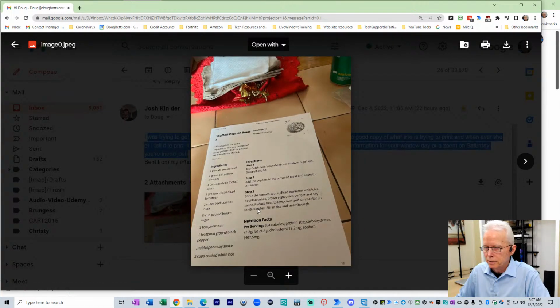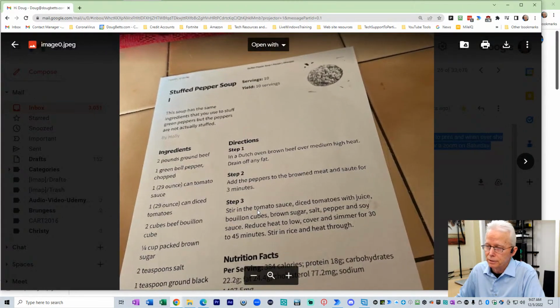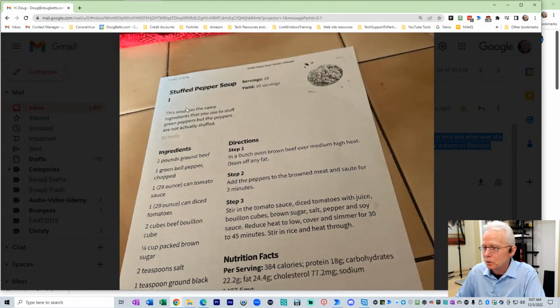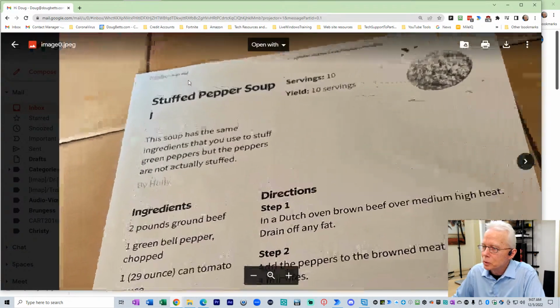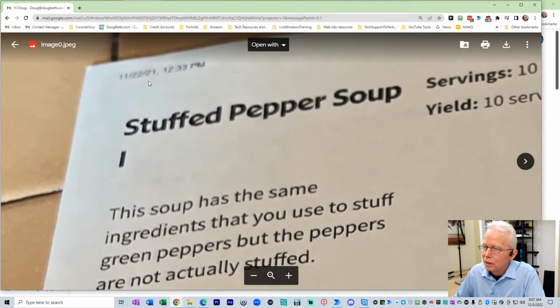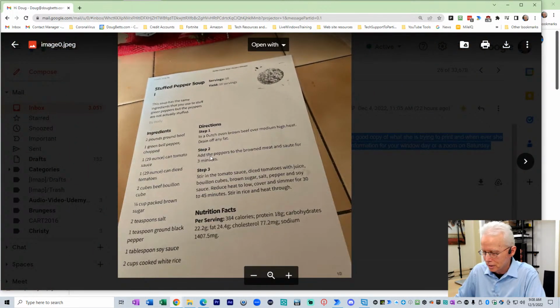So here's what it is. It's not a confidential document. In fact, I think that's not considered confidential. It's a recipe. Stuffed pepper soup. So this is the printout that looks good. This is the way it's supposed to look. Now, I don't know if this was printed just recently. Yes, I do. That was printed November 22nd, 2021. Didn't even think to look at that date.